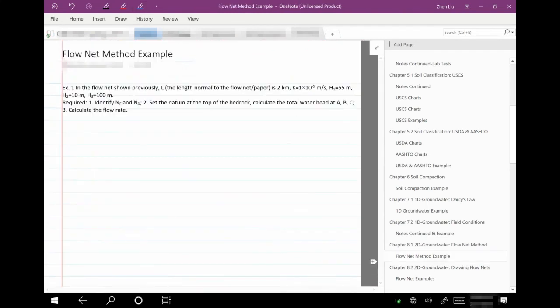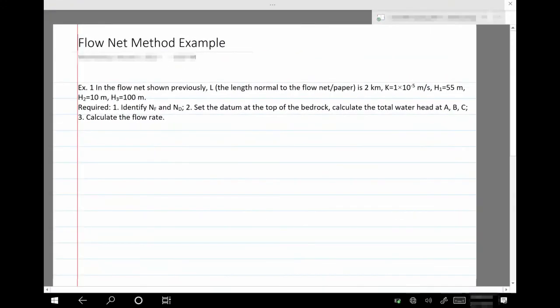Let's work on one example together, to get a better understanding of how to use this method for solving problems. For this problem, we are still working on the flow net shown previously. So that's the flow net that we just worked on. For that one, we know F, the length of the dam, or the length normal to the flow net. That is 2 kilometers.